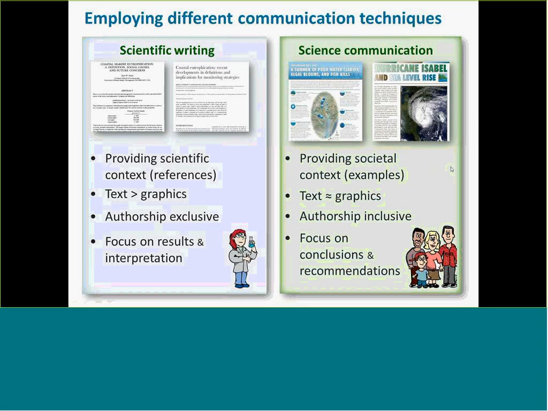When it comes to science communication, I think that we need to provide societal context, give examples of when this has happened in real life, make it personal to people. We always try to go for 50% text and 50% graphics. Very hard. We sometimes miss the mark ourselves, and it's always a game of trying to cut down text on how much you can really fit on a page. And we're authorship inclusive. Most of the time this is driven by stakeholders, and we want to be inclusive so that everyone has that shared vision and the buy-in on the final product.